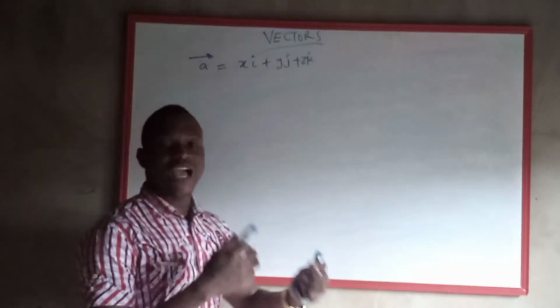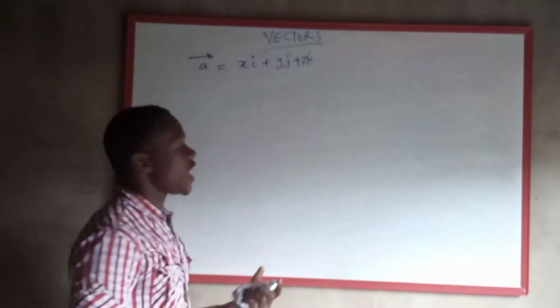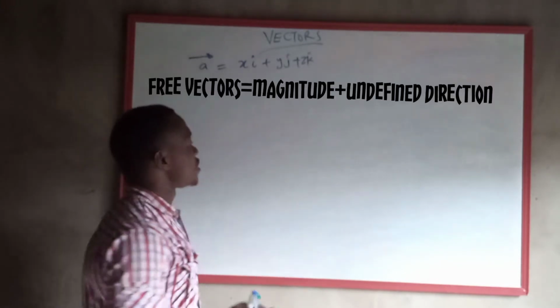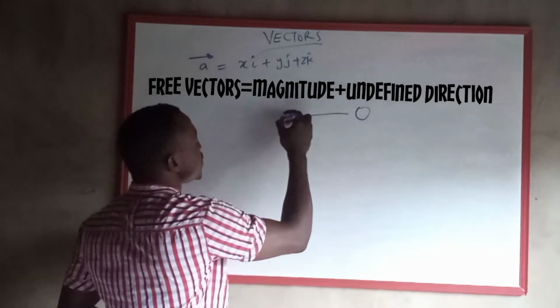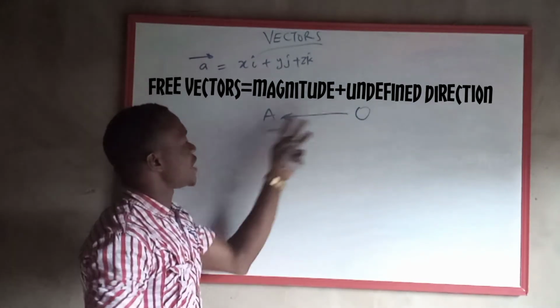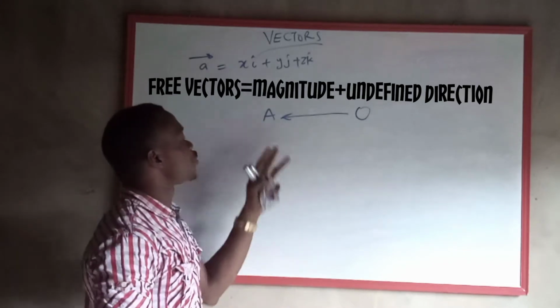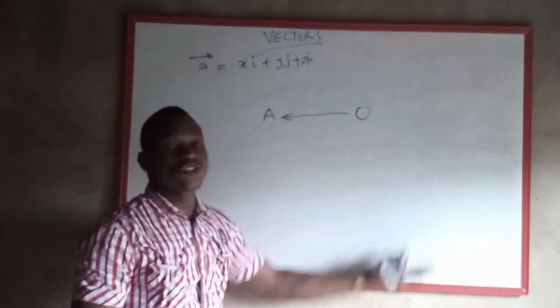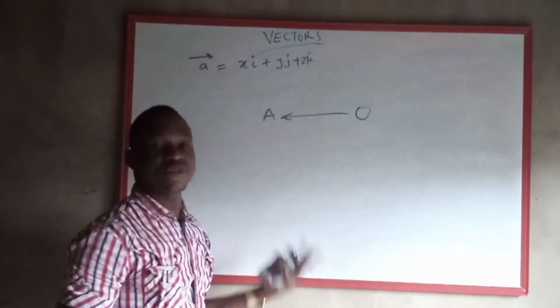Now, there are three types of vectors. The first one we have is the free vectors. These free vectors are just vectors that have magnitude and direction, but they are not defined. Their distances are not defined. We just know they are vectors because they have a particular magnitude and direction, but not a specific distance.